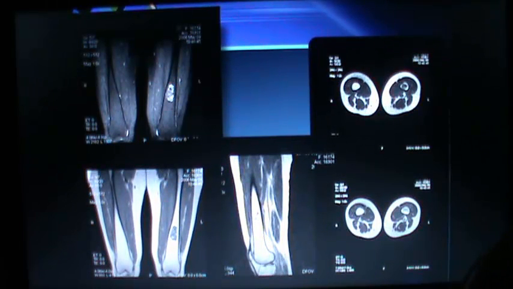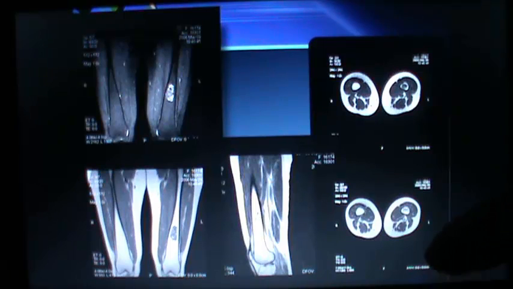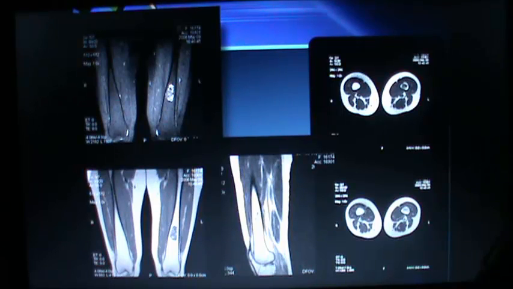Here are different images for the chondromas. The matrix shows the low intensity flecks of chondroid calcifications, and the tumor itself is T2 hyperintense because of edema. Different images, axial, coronal, and sagittal.